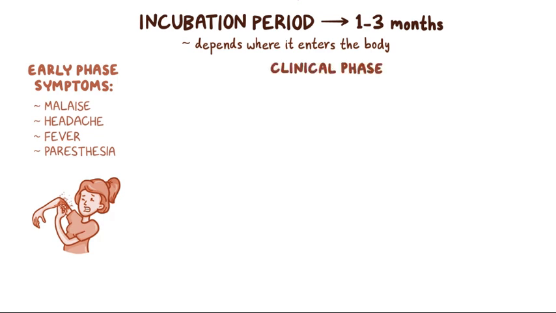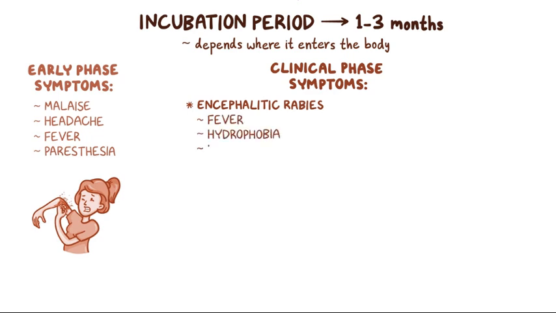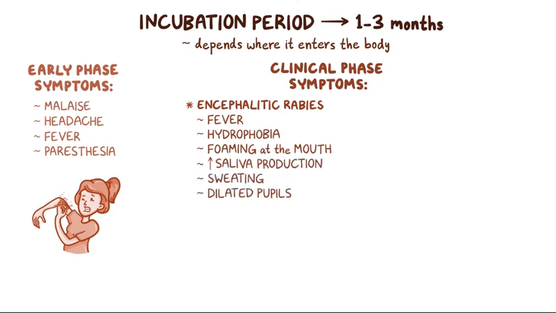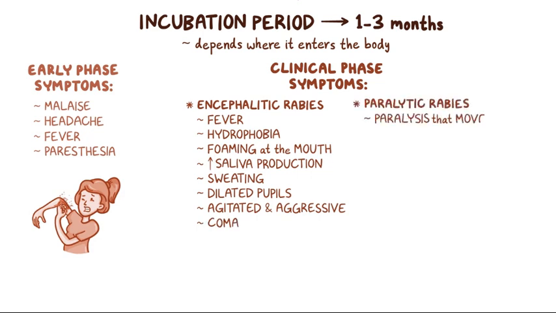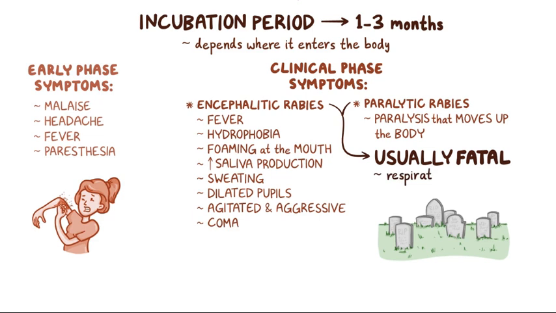In the clinical phase, there are two typical types of symptoms. Encephalitic or furious rabies, the most common type, involves fever, hydrophobia or fear of water, and foaming at the mouth from uncontrollable spasms of the pharynx whenever the person tries to drink. Other symptoms include excessive saliva production, sweating, and dilated pupils from an overactive autonomic nervous system. The person can become agitated and aggressive, and eventually they go into a coma. Paralytic rabies, which is far less common, involves paralysis that moves up the body. In both types, the virus is usually fatal, and death is caused by respiratory failure from either spasms or paralysis.